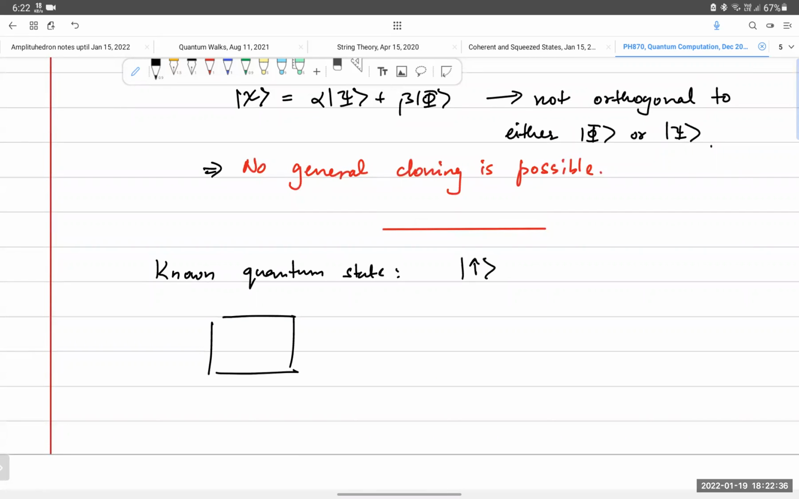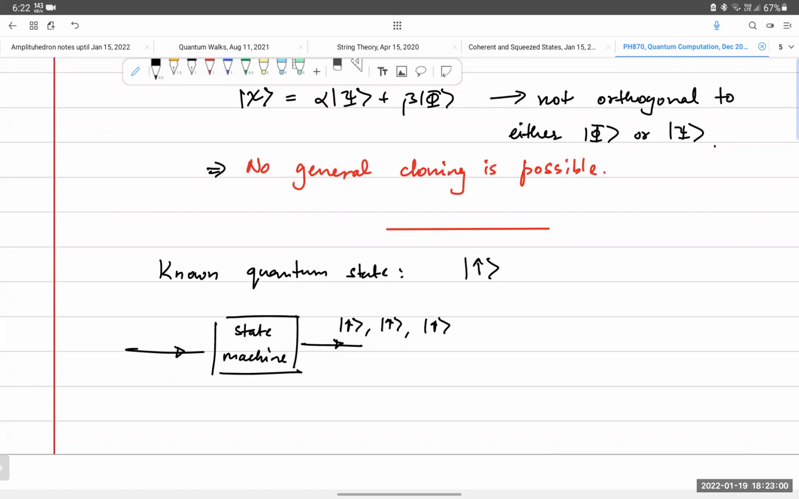So this is my state preparation machine. I give it some raw materials, and it always outputs these copies of the same state. Now the point is that the moment the state comes out of that machine, it will start to evolve. I mean, it has been evolving all along. What the state machine is doing is taking some arbitrary states and evolving each state into the up state.